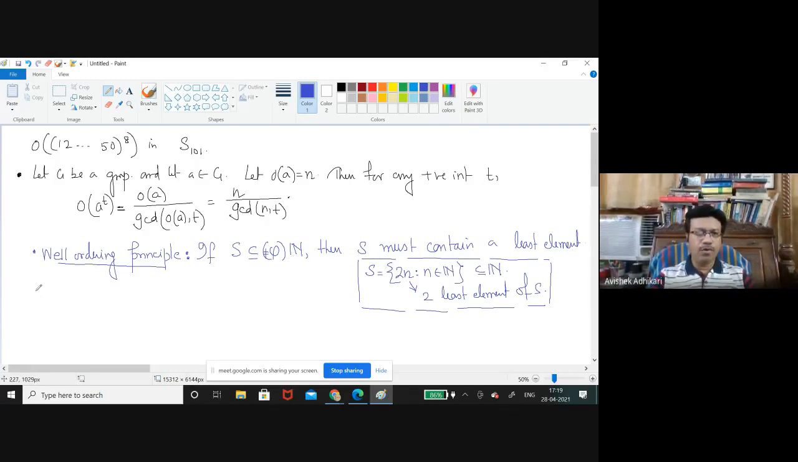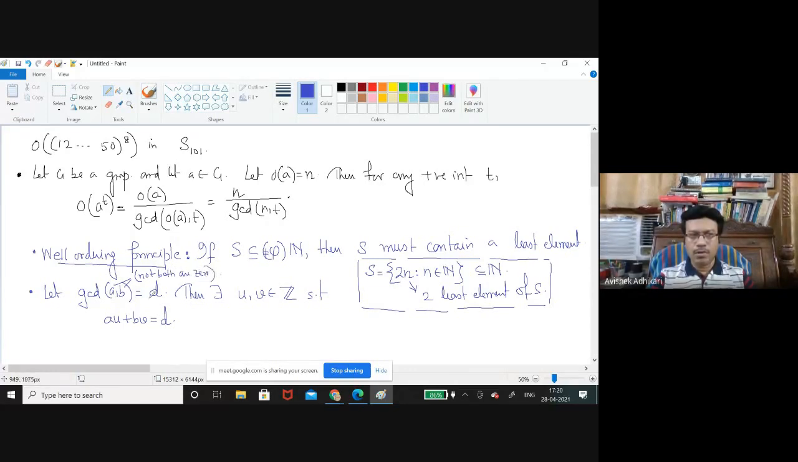Another very important result that will be required is this: let the GCD of A and B, where A and B are two integers, be D. Then there exist U and V belonging to Z such that AU plus BV equal to D. Note that when I am talking about GCD, at least one of A and B is non-zero, so not both are zero.